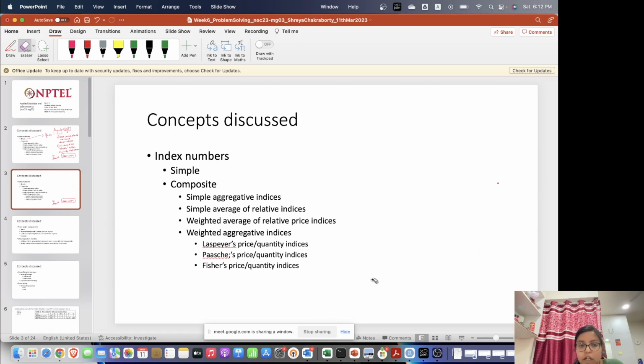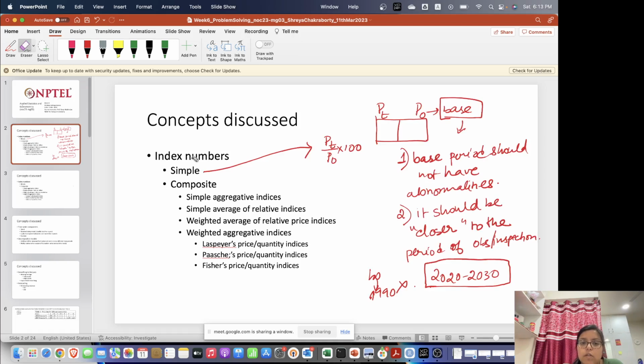Apart from these simple indices, which could be in terms of price and also could be in terms of quantity, also could be in terms of value. So any index number could be with respect to price, with respect to quantity, or with respect to value, which is nothing but price into quantity.